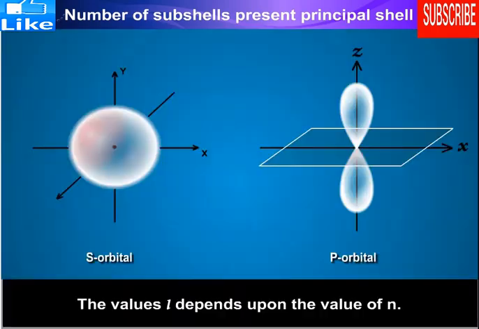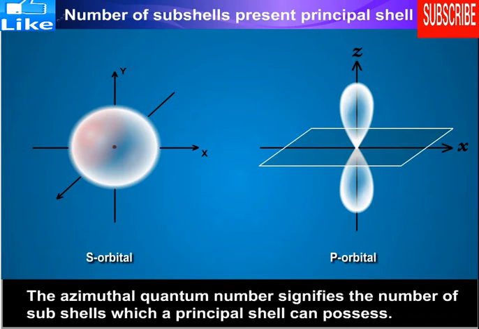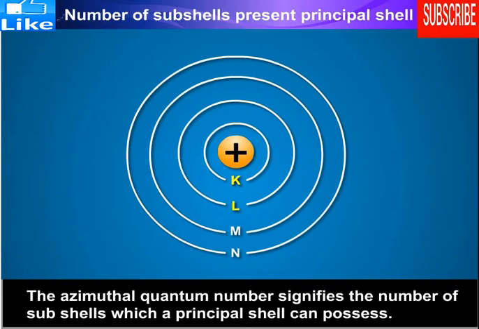Number of subshells present in a principal shell. The values of l depend upon the value of n. The azimuthal quantum number signifies the number of subshells which a principal shell can possess.